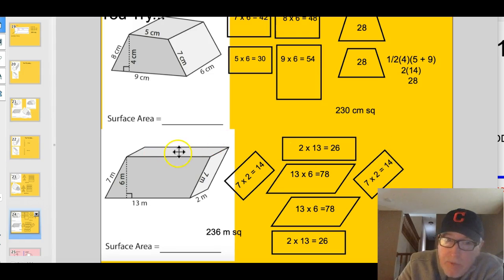Now let's start up on top here and do this one. This one is 2 wide. Here's my measurement here. It's 2 wide, and it's 13 long. Well, 2 times 13 is 26, and it's the same thing on the bottom. So here's my 26, and here's my 26.